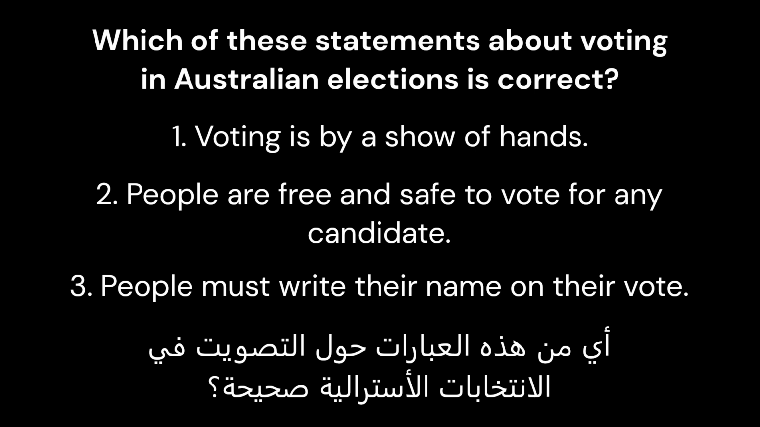Which of these statements about voting in Australian elections is correct? Correct answer is 2. People are free and safe to vote for any candidate.